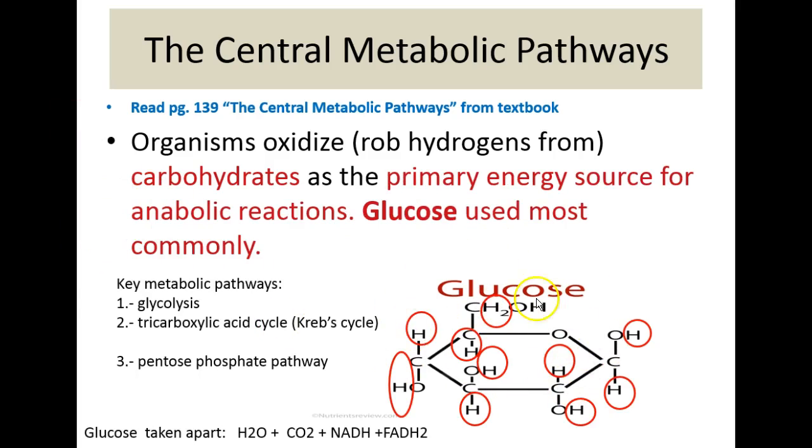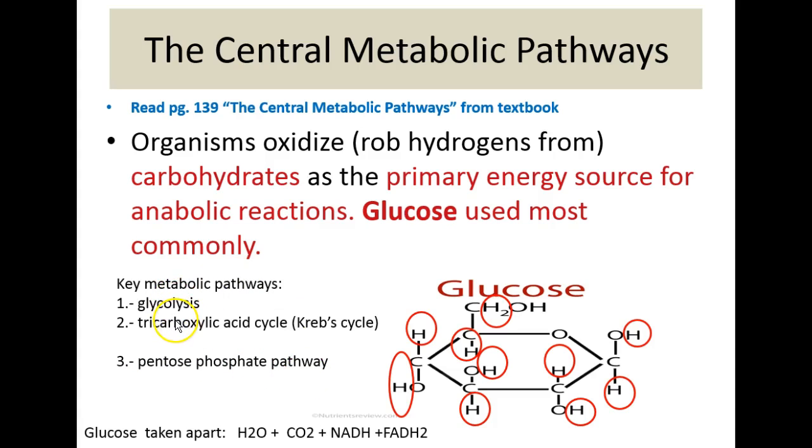This is a molecule of glucose. Notice that the molecule is rich in hydrogen atoms. These hydrogen atoms will be harvested to provide energy to create ATP. The key metabolic pathways that we're going to look at will be those of glycolysis and the tricarboxylic acid cycle, also known as the Krebs cycle or the citric acid cycle. A third metabolic pathway which we're not going to look at is the pentose phosphate pathway.